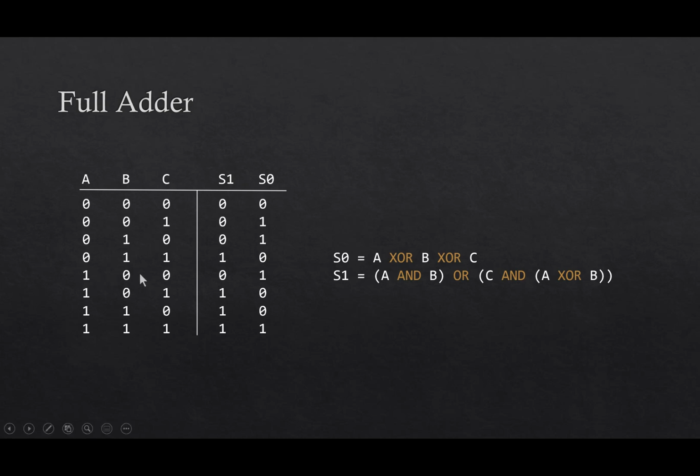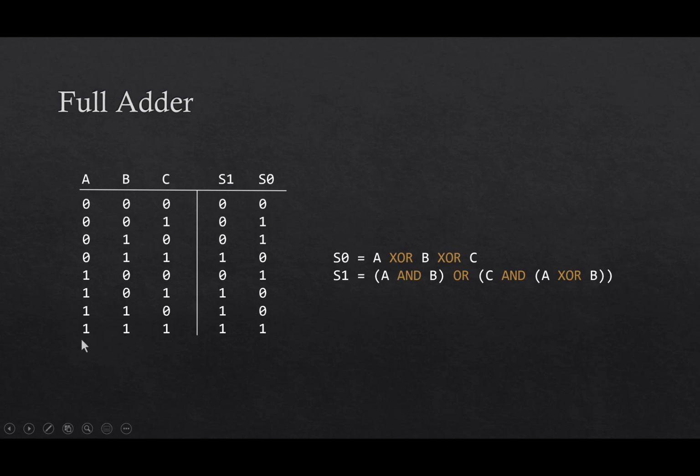And here we have, again, just 1 plus 0 plus 0, and that's going to be 1. 1 plus 0 plus 1, that's going to be 2. So again, we're going to be setting the carry bit. So this is essentially, again, a 2-bit result. Binary 1, 0 is 2, so we're going to be setting the S1 output to 1. And here again we have 1 plus 1 plus 0 is 2, so same thing.